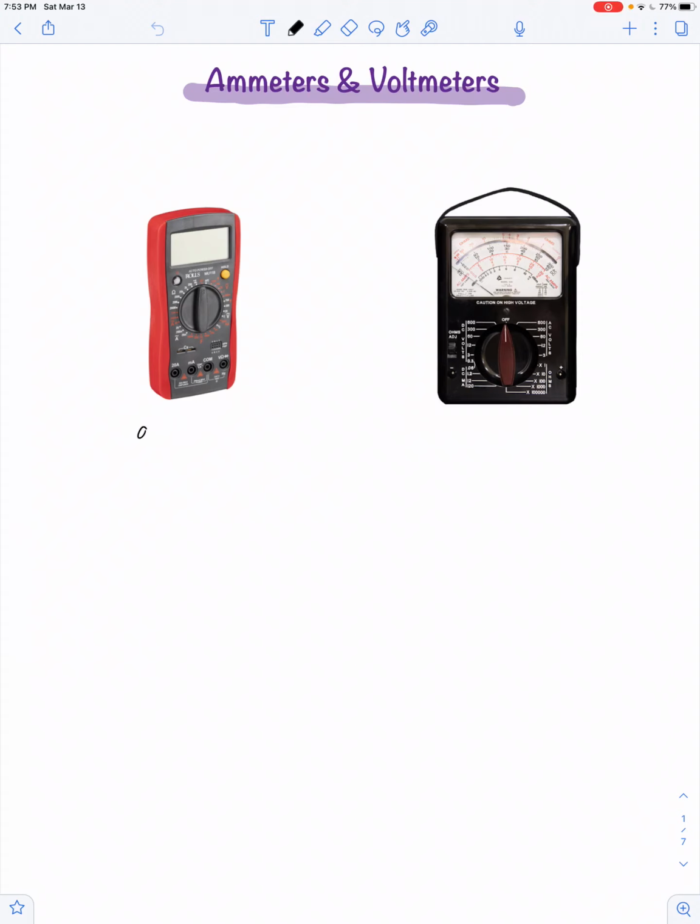The image on the left shows a digital multimeter. The image on the right shows an analog multimeter.